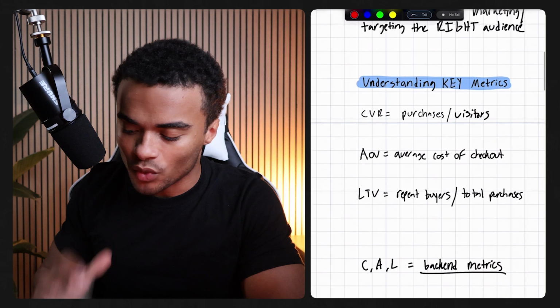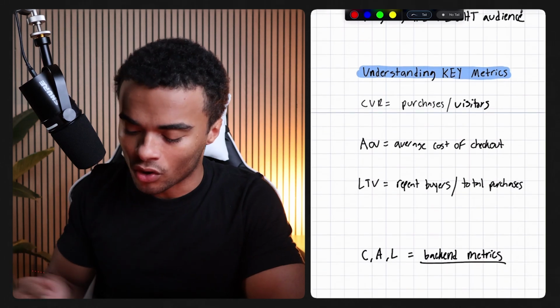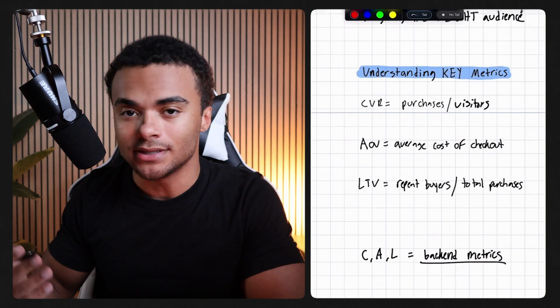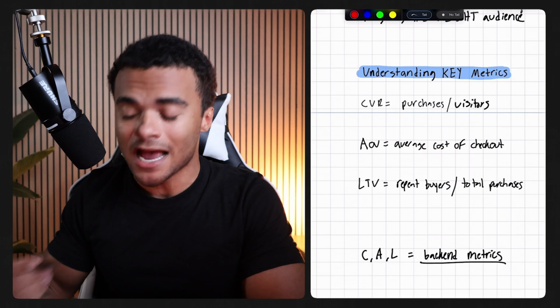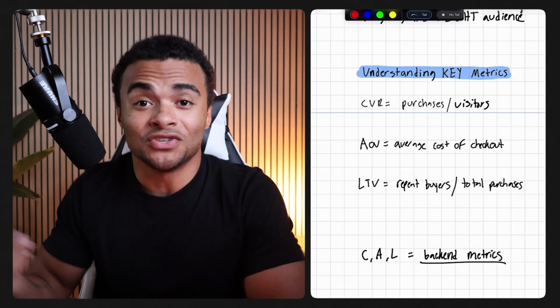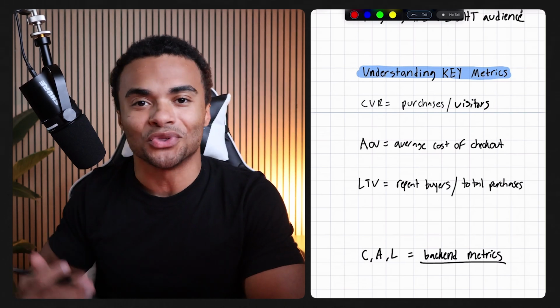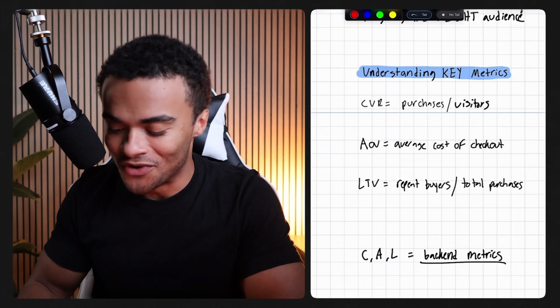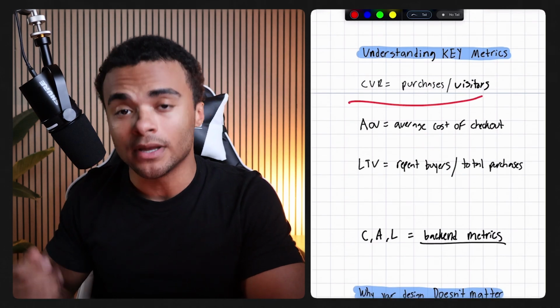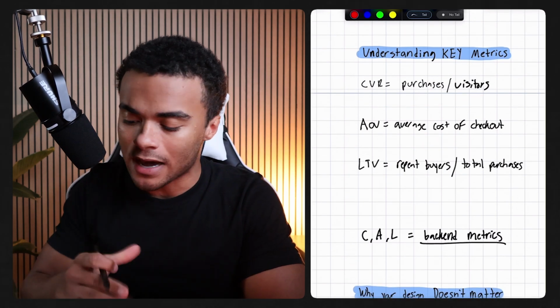First, we need to understand what the actual key metrics we need to fix are. The first is conversion rate. Now, this is purchases divided by visitors. This is actually what the title is about. And I know you're like, hey, let's just fix this one and it's done. No, there's actually the other 3 you need to go through. So don't just click off the video. You need to watch the full one. Trust me. Conversion rate, again, is how many purchases you're getting divided by the visitors.